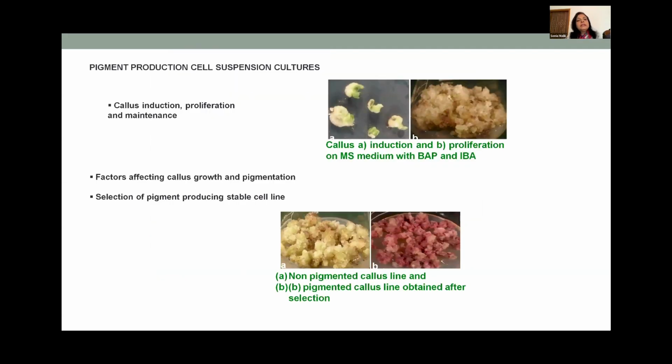And now coming to the third application in Arnebia euchroma, which is the production of naphthoquinone pigments, or the shikonin derivatives. Shikonin derivatives are a particular component. They belong to the class of naphthoquinones, like vinca alkaloids belong to the class of alkaloids. The shikonin belongs to the class of naphthoquinones.